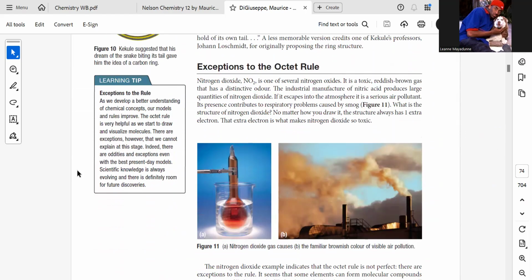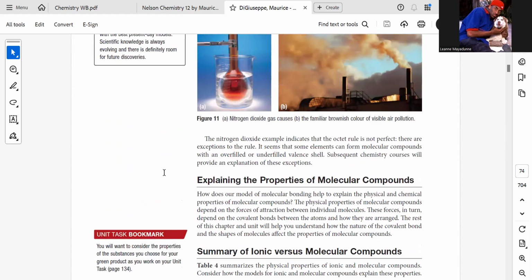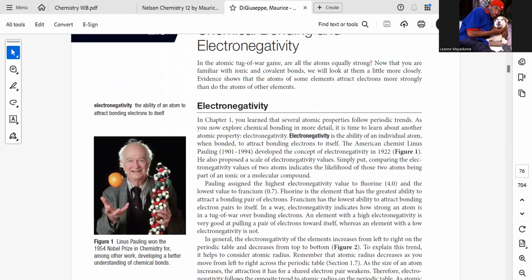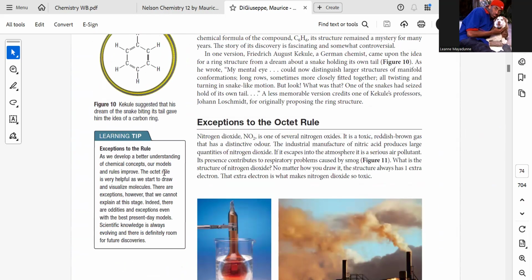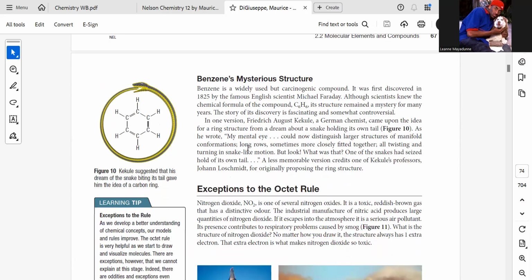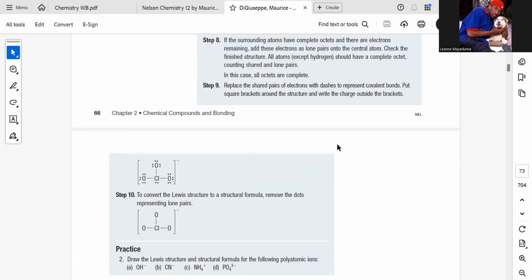Let us go to the next concept, that is the exceptions to the octet rule. I already told you about expanded octet, and there are compounds like NO2. So if we draw the Lewis structure of NO2, nitrogen has 5 valence electrons multiplied by 1. Oxygen has 6 multiplied by 2. So you have 5 and 12, so you have 17 electrons. So total electrons are odd, correct?